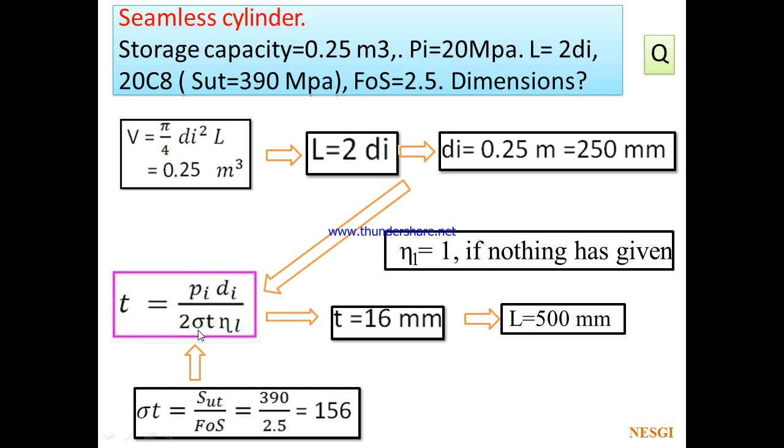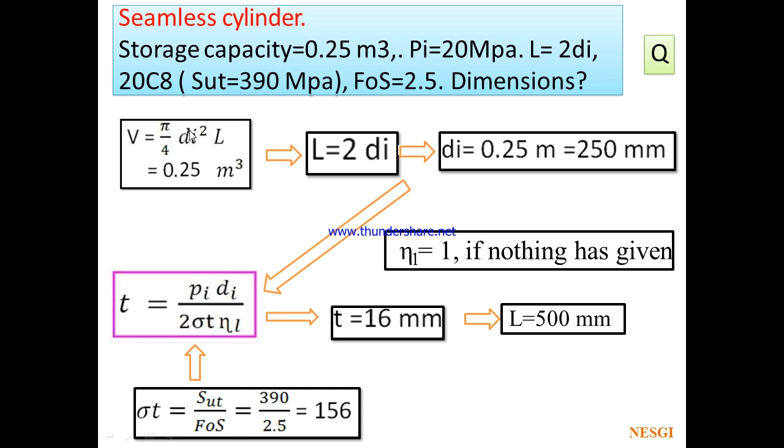So here you can say sigma T means allowable stress of the material. Allowable stress of the material is ultimate upon FOS. So sigma T is equal to ultimate means 390 by 2.5. It is 156. Means sigma T is 156. Pi is 20. Di we don't know. So how to find Di, inside diameter?